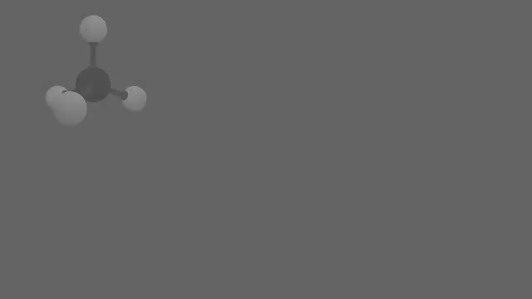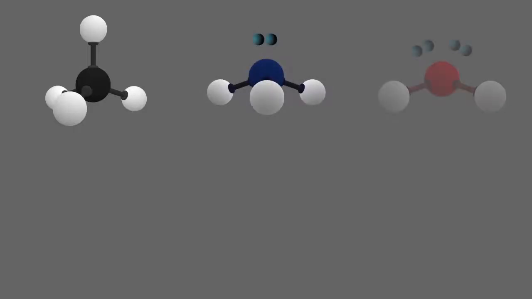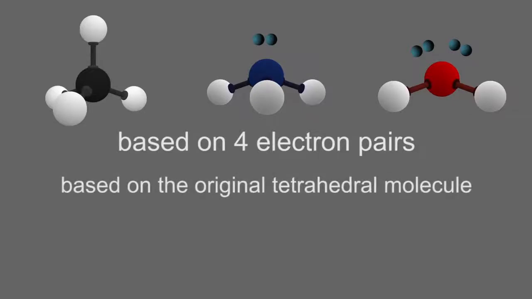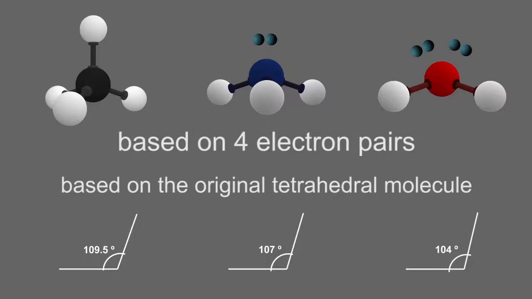As you can see, all 3 of these molecules were based on 4 electron pairs, either bonding pairs or lone pairs. They were therefore all based on the original tetrahedral molecule. However, the bond angle changed due to the extra repulsion of the lone pair electrons.